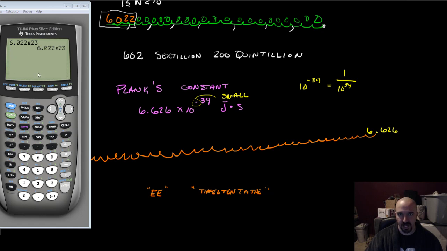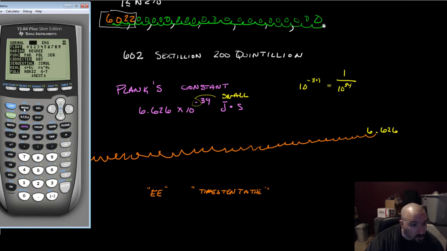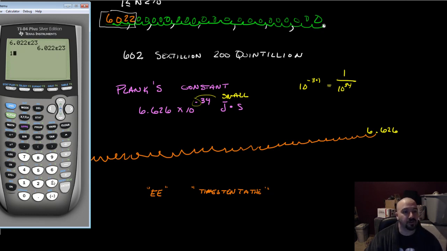On the TIs, you can force it into scientific notation. Most scientific calculators have a mode now where you can force the calculator into scientific notation always. Even if you were to put the number 1, it'll convert it into scientific notation saying 1 times 10 to the 0. Well, 10 to the 0 is 1, so this becomes 1 times 1, which is 1. And so that's the way that works.